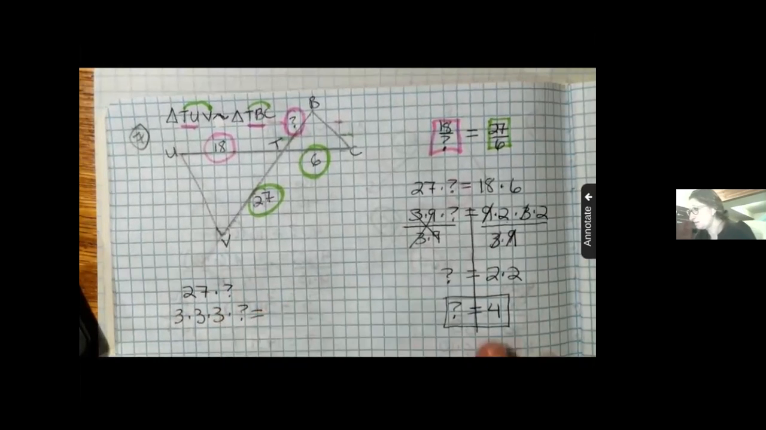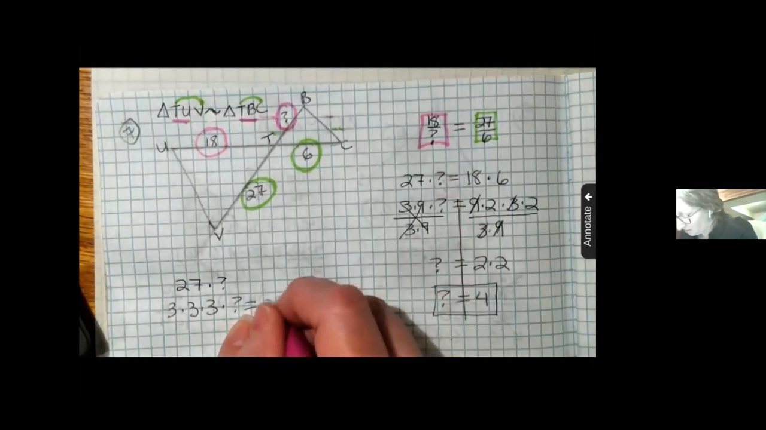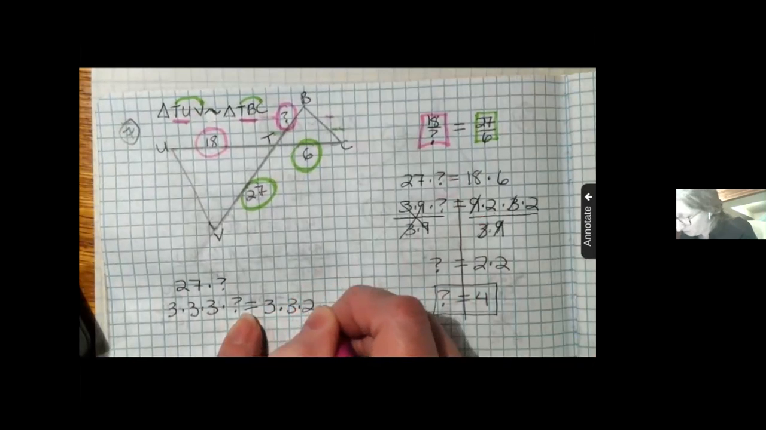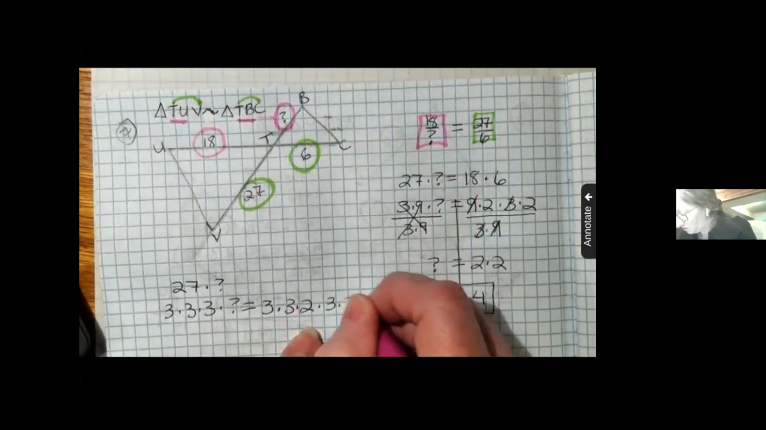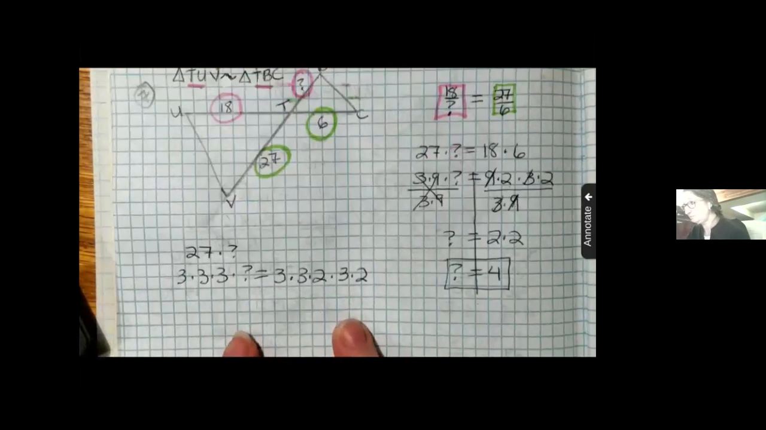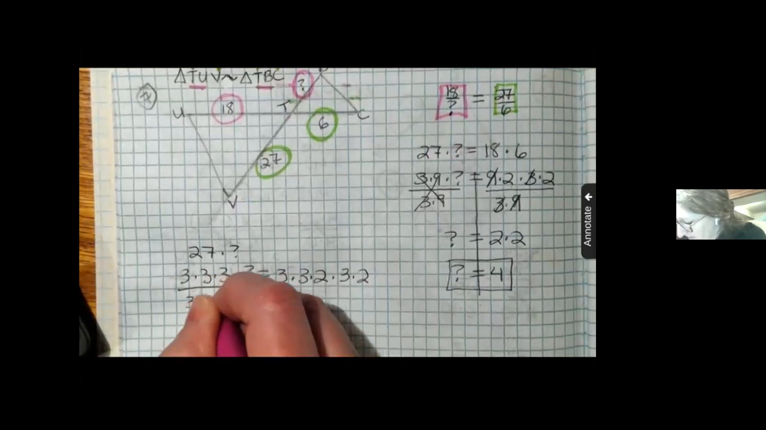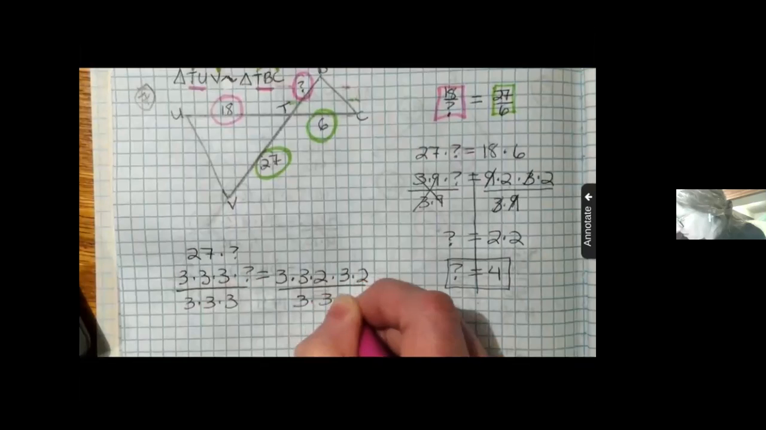Watch me, Mr. Rivas, because I'll confuse my 3's. 3 times 18, which is 3 times 6, which is 3 times 2. And then you got the 6, which is 3 times 2. Now, what he's saying is divide by the 3 times 3 times 3 times 3 times 3.